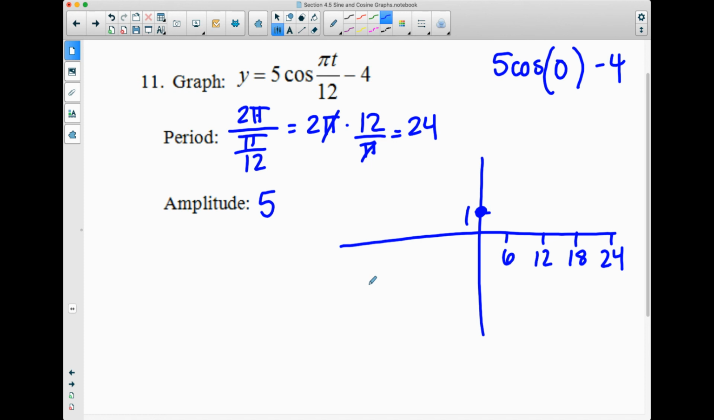Okay? Then if I plugged in 6, should get me pi over 2, which it does. Cosine there is 0. So then 0 minus 4. So I still have an amplitude of 5. It's just not at 5 and negative 5. All right, if I plugged in 12, I'm over here at pi. Cosine here is negative 1. So negative 5 minus 4. So we got negative 9.